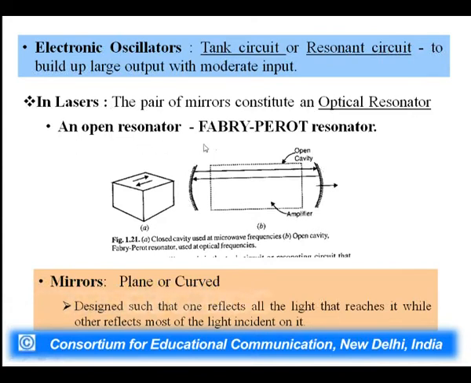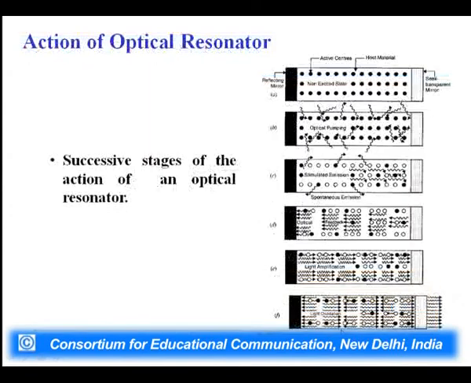An open resonator is a fabricated resonator, and we can also use a closed cavity. Plane or curved mirrors can be used in this; sometimes we use a curved mirror and sometimes a plane mirror. They are designed such that one reflects all the light that reaches it while the other reflects most of the light incident on it. What is the action of the optical resonator?